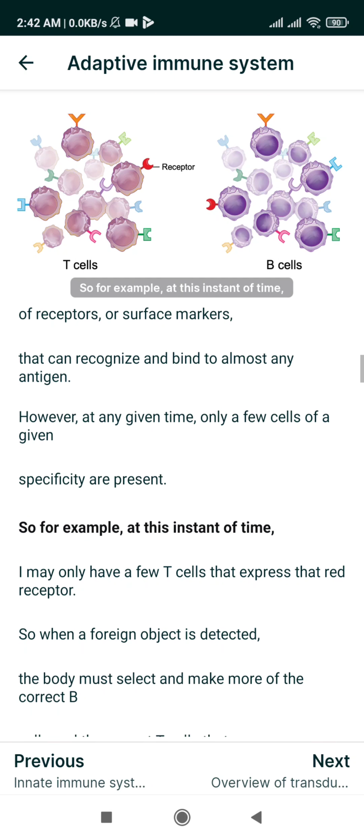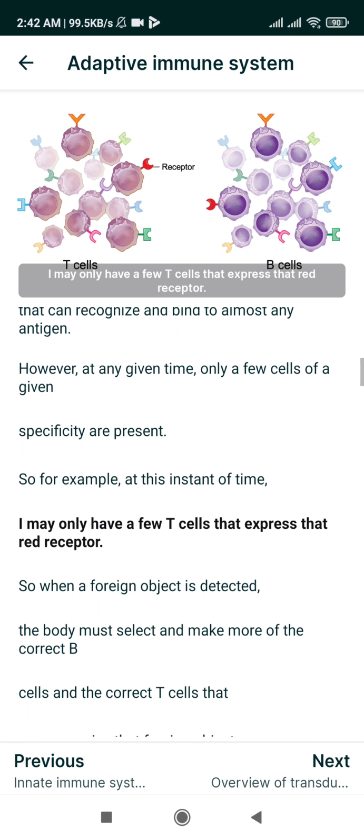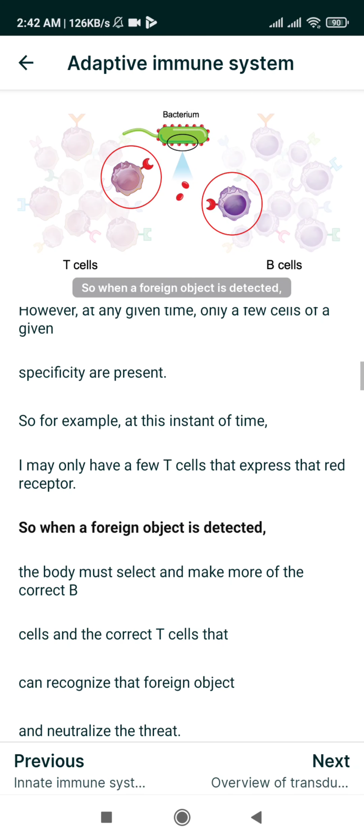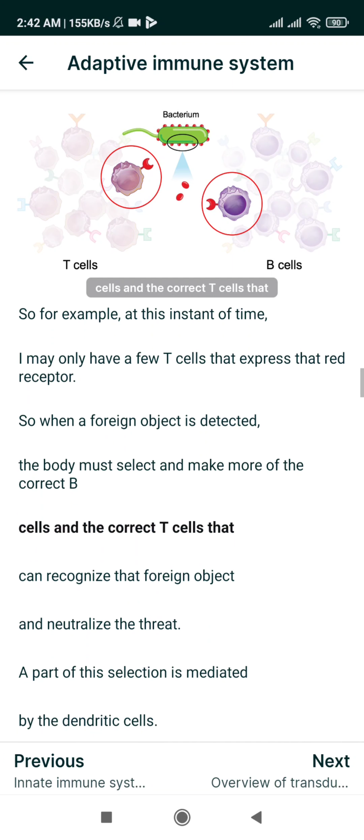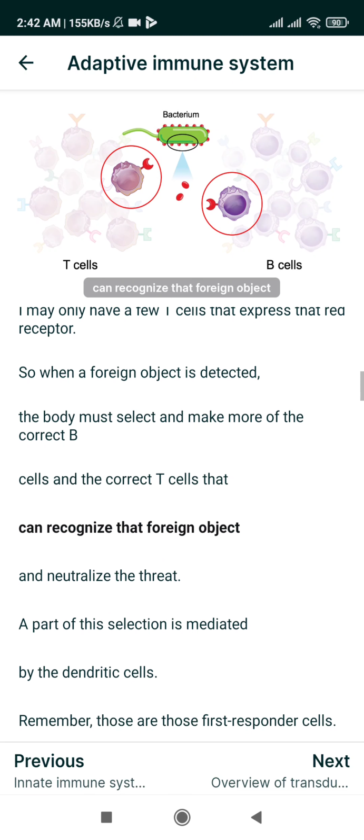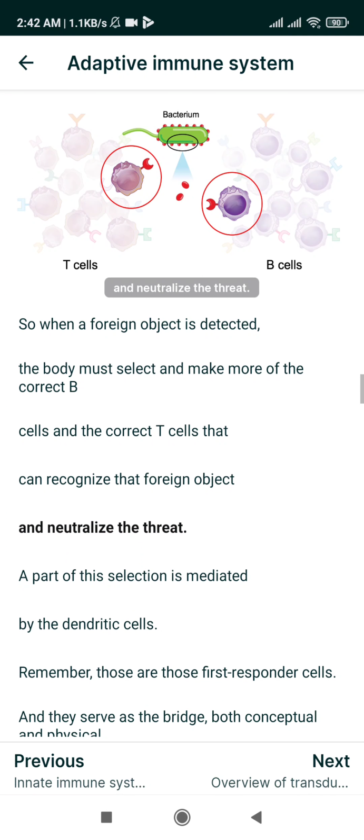So, for example, at this instant of time, I may only have a few T cells that express that red receptor. So when a foreign object is detected, the body must select and make more of the correct B cells and the correct T cells that can recognize that foreign object and neutralize the threat.